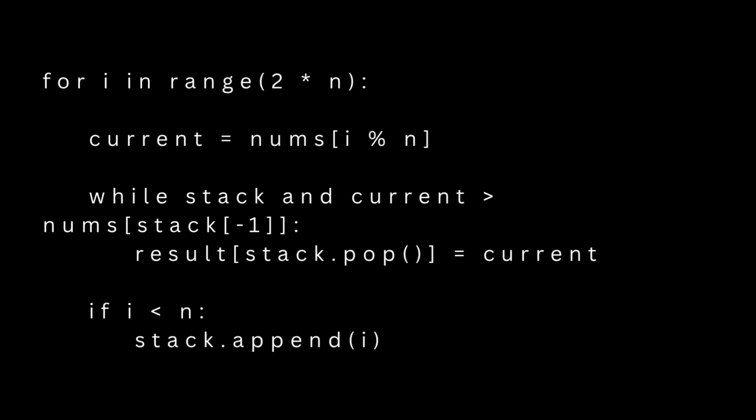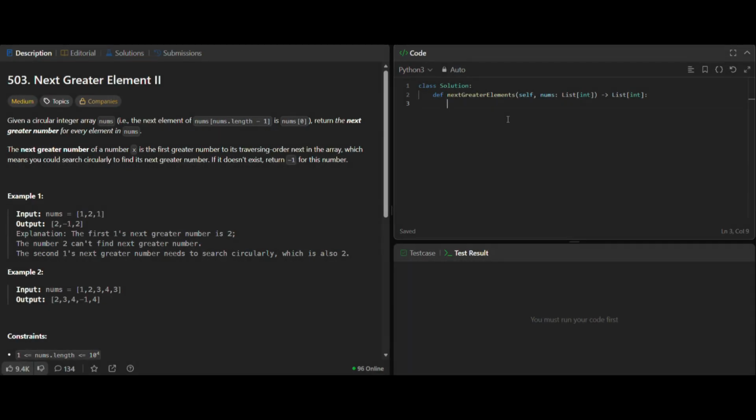Now the algorithm becomes pretty straightforward. We loop through the array twice. We get the real index using modulo. While the current element is greater than the element waiting at the top of the stack, we have found its answer and pop it. During the first pass, we add indices onto the stack. The second pass is only there to give those remaining elements a chance to find a greater element through the circular wraparound. Now we can start solving the problem.